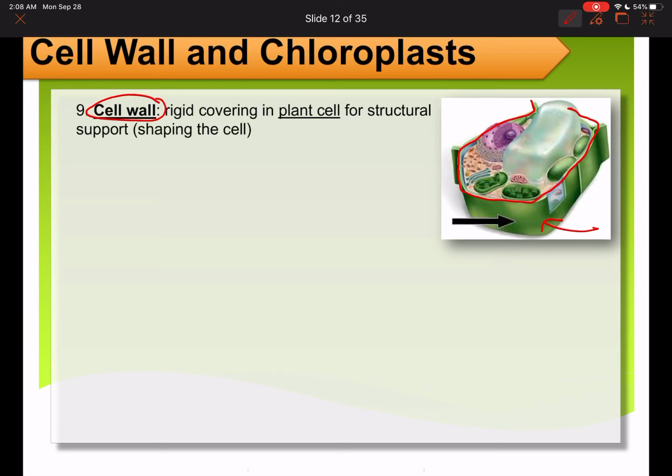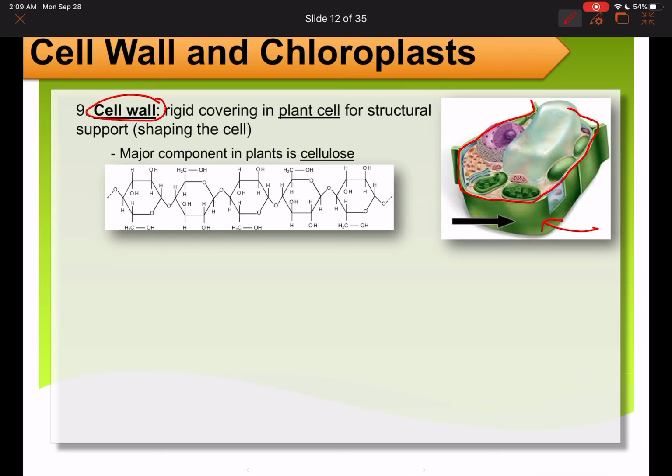And they are for structural support of the plant cell that enables their shaping, how the cell is supposed to look. Kind of like what I said in chapter 3, plants don't have bones to support their structure. So what supports them to uphold and stand up tall is their cell wall that provides for that structural integrity of the whole organism itself.